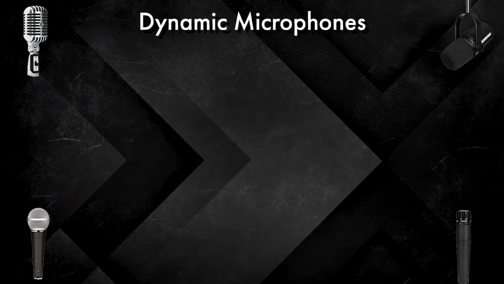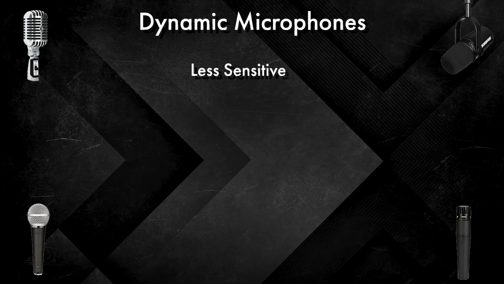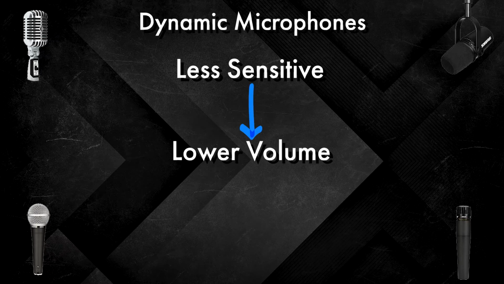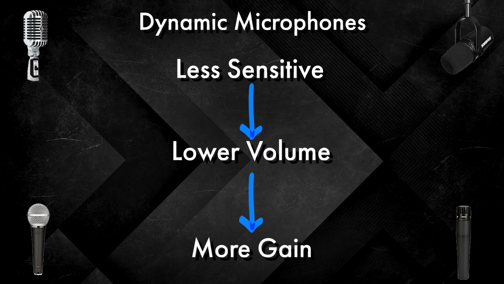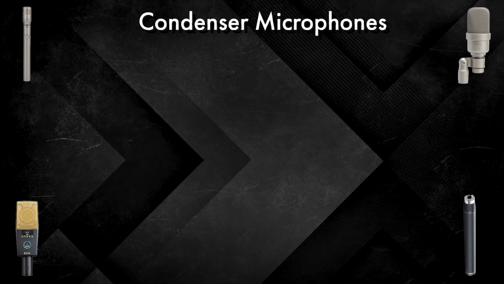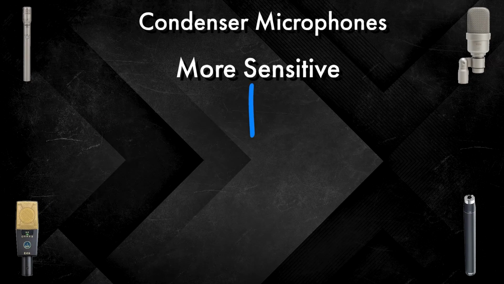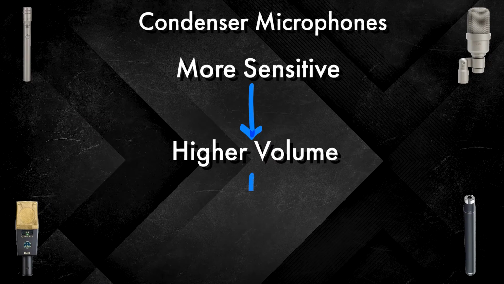To review, dynamic microphones are less sensitive, resulting in lower volume, which will require more gain. Condenser microphones are more sensitive, resulting in higher volume, which requires less gain.